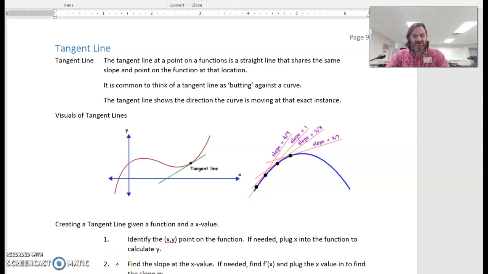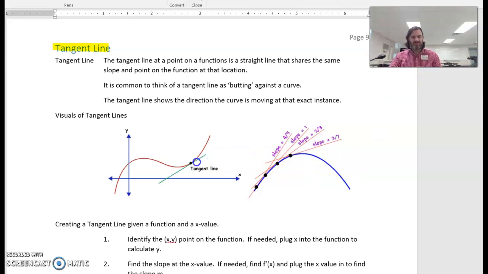Okay, I want to introduce the concept of a tangent line here. It's a pretty easy concept. But a tangent line is a line that shares the same point as a curve and has the same slope at that point.